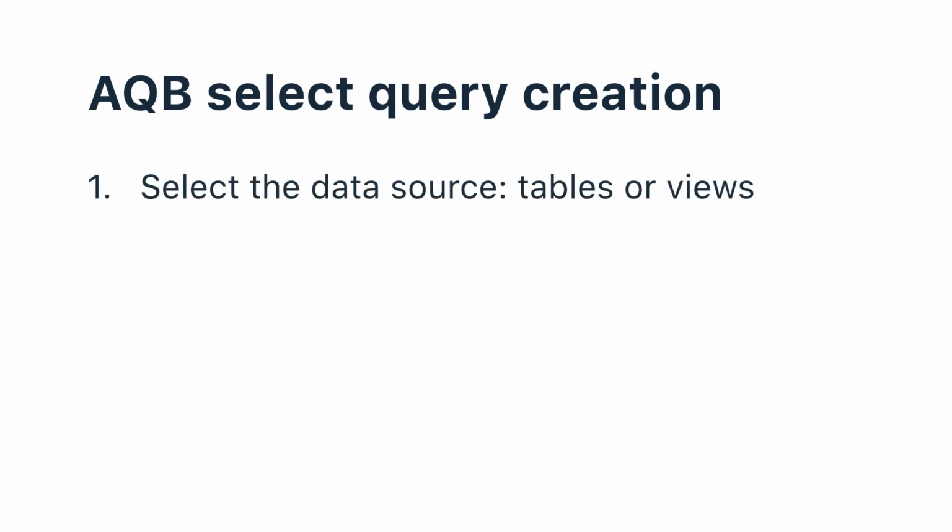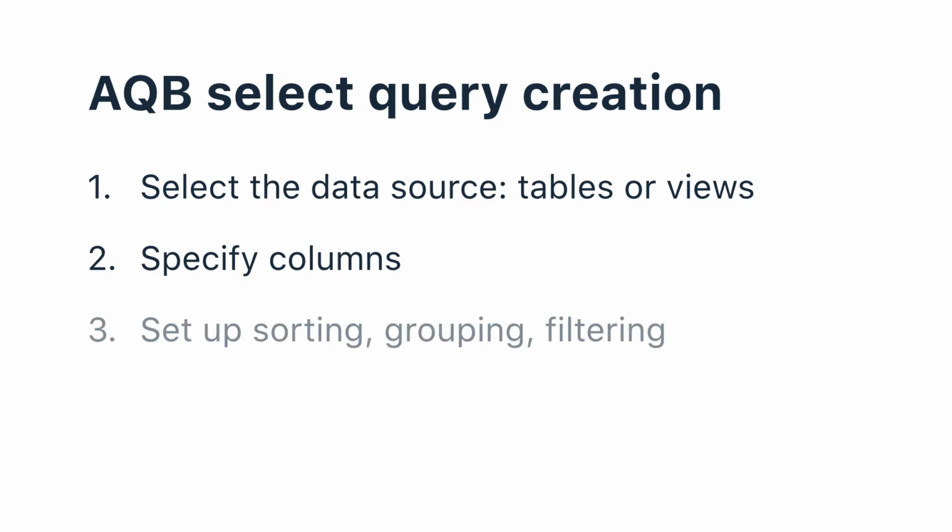1. Select where to get data from. The source can be tables or views. 2. Select what data we'd like to get. Specify columns or create new ones based on the previous ones. 3. Choose the way to represent data by setting up sorting, grouping, filtering, etc. This will leave only the data we need to work with.